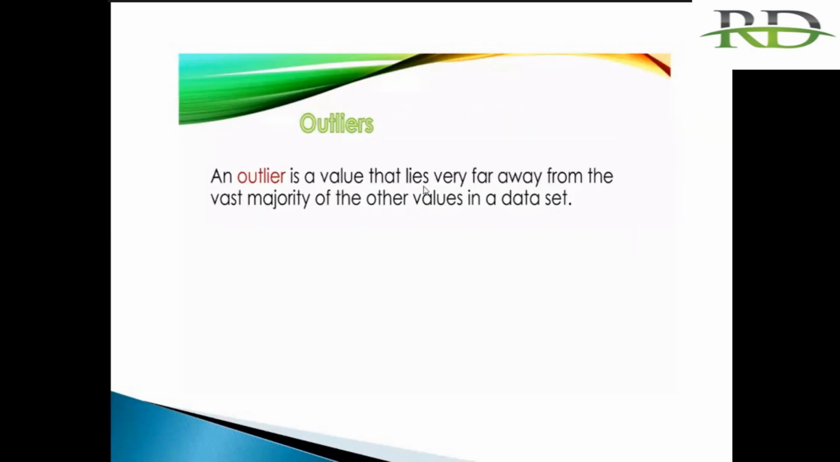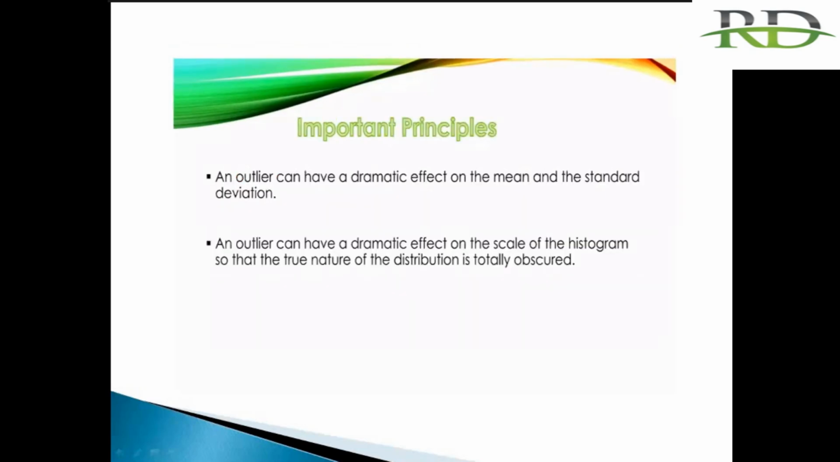An outlier is a value that lies very far away from the vast majority of the other values in the data. These are some principles regarding outliers: an outlier can have a dramatic effect on the mean and the standard deviation, because mean is affected by the extreme observation. An outlier can have a dramatic effect on the scale of the histogram, so that the true nature of the distribution is totally skewed. So in that case, we use a robust measure, and median is that, and for dispersion, we use the mean deviation rather than standard deviation.